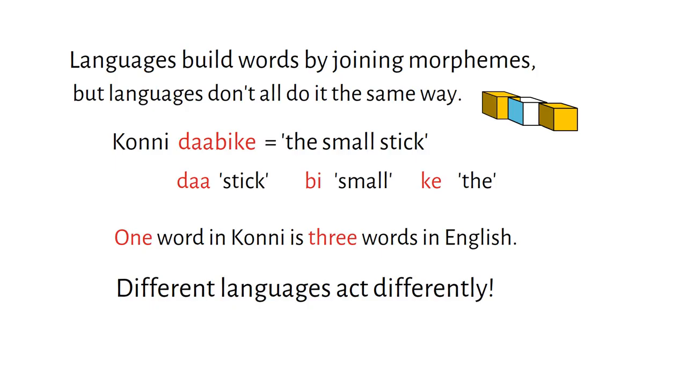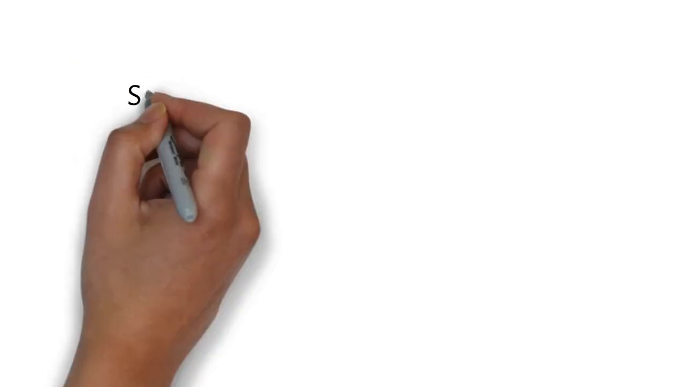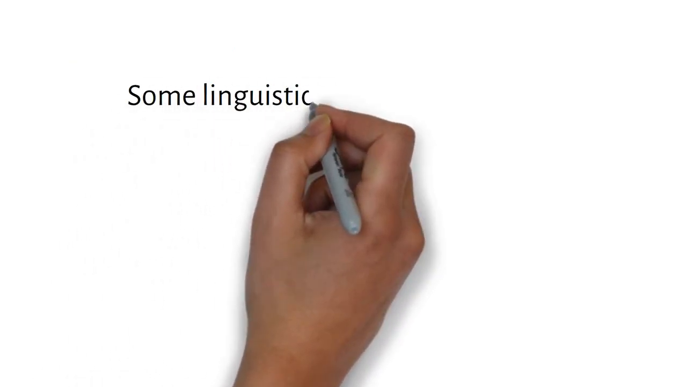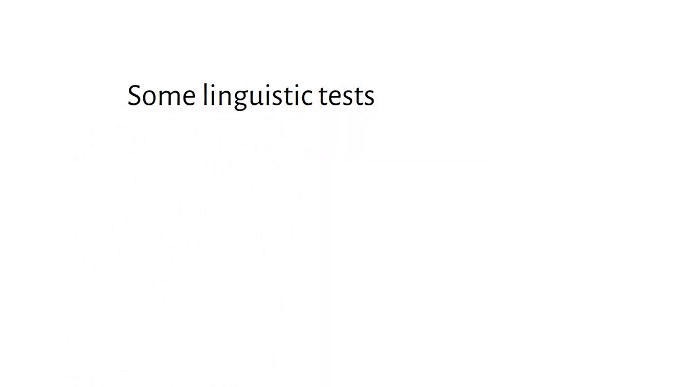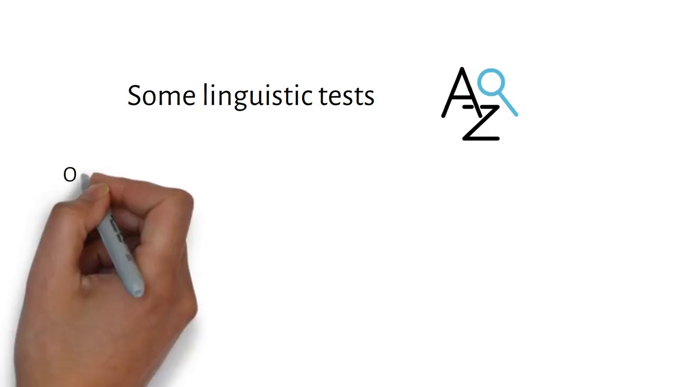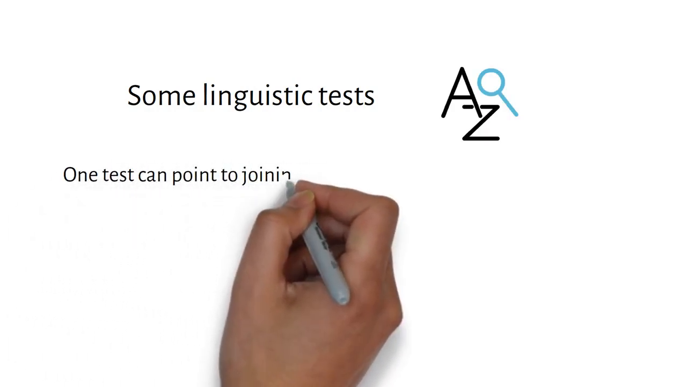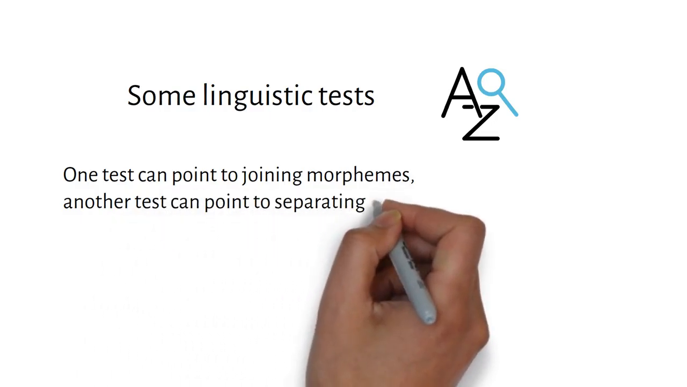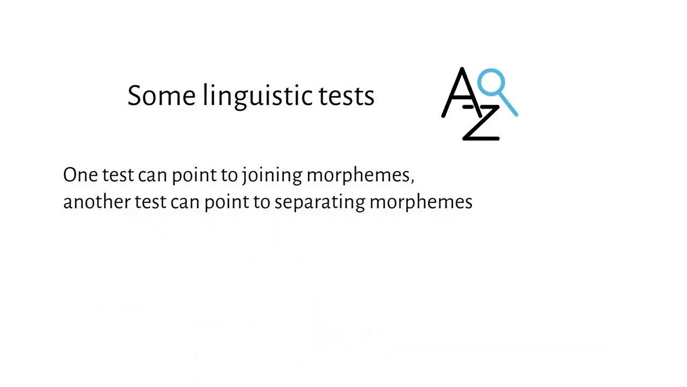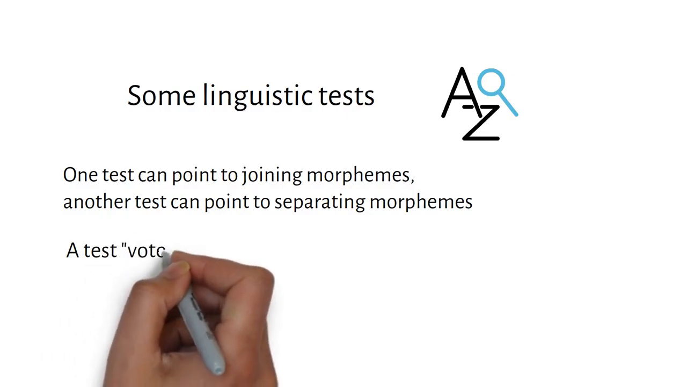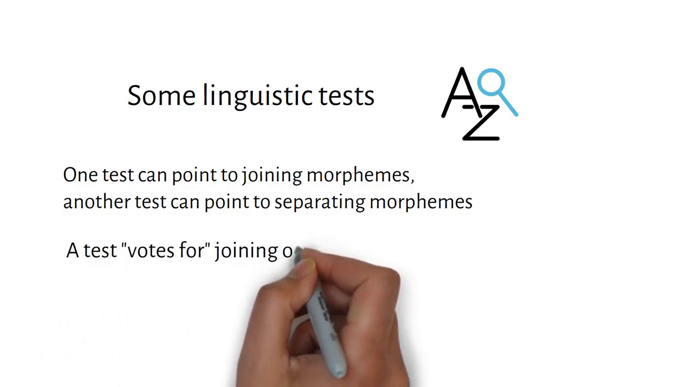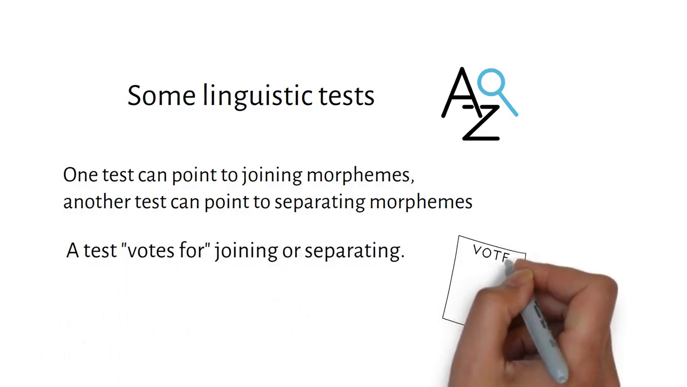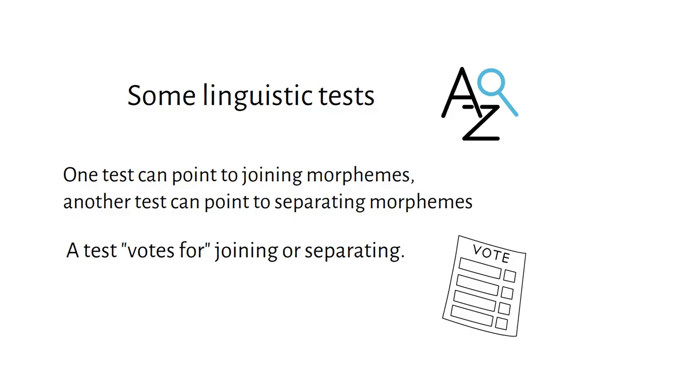How do you know when to join morphemes into one word and when to separate them? That's the main point of this video. We start by looking at some linguistic tests. Sometimes one test will point to joining the morphemes, but another test will point to separating the morphemes. So I will say a test votes for joining or votes for separating. Okay, let's hear about these tests.